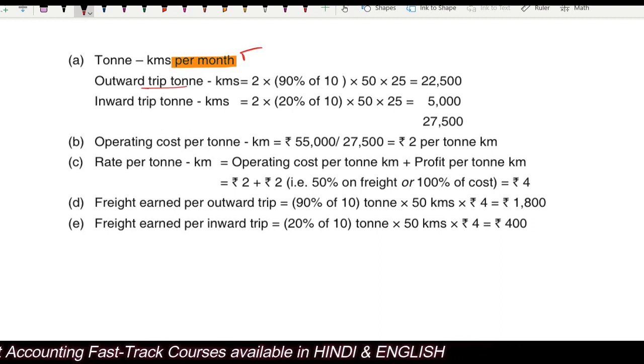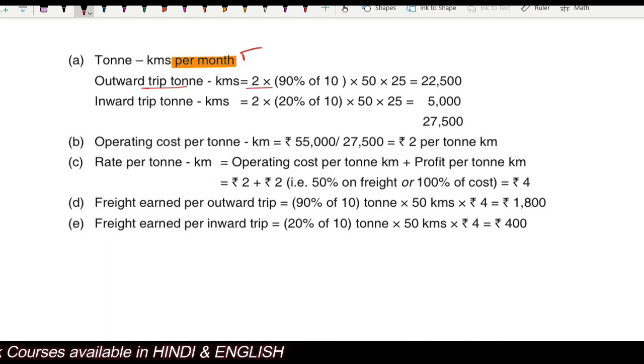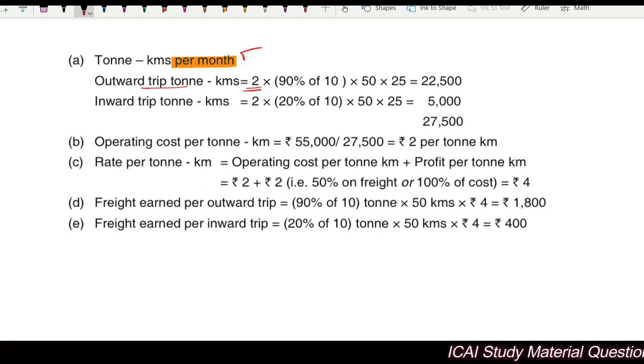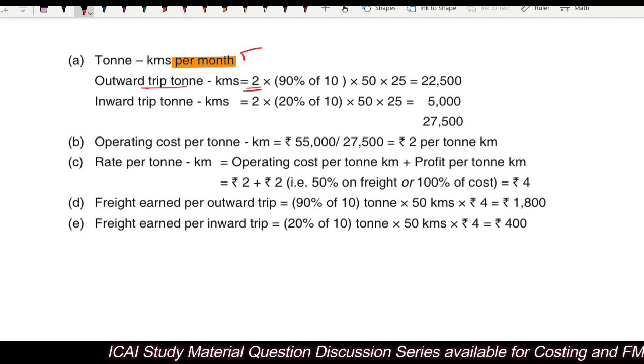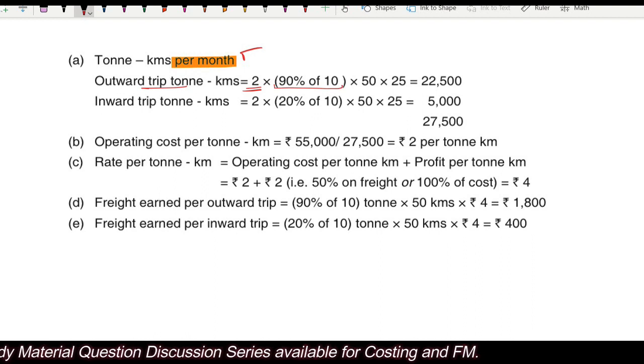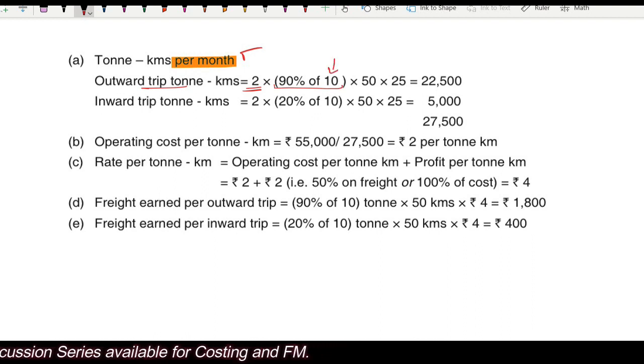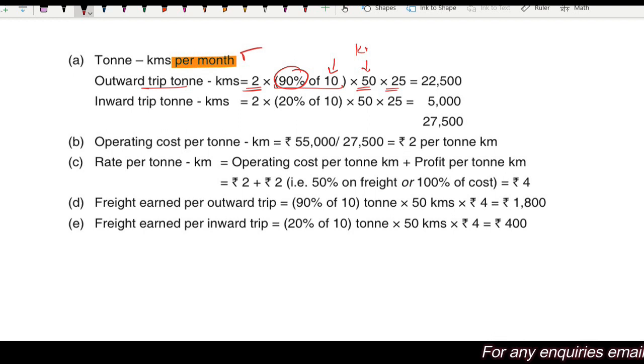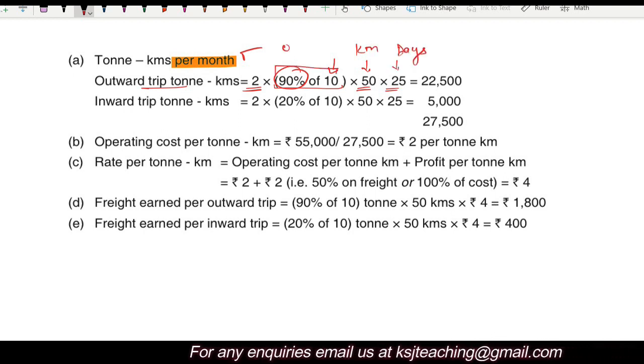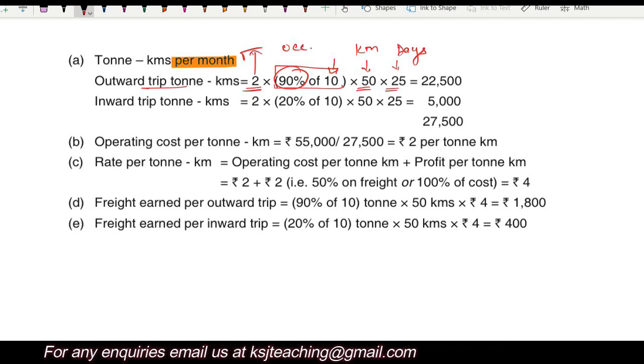Now the outward trip, 2 trips, right? 2 outward trips, because there are 4 single trips. 2 trips will be outward and 2 trips will be inward, right? Outward trip, 2 trips, 90% of the capacity being carried. Total capacity is 10 ton, 90% is in the outward journey as given in the question. 50 kilometers multiplied by 25 days, right? This is 50 kilometers, this is 25 days. This is your occupancy and this is trips.